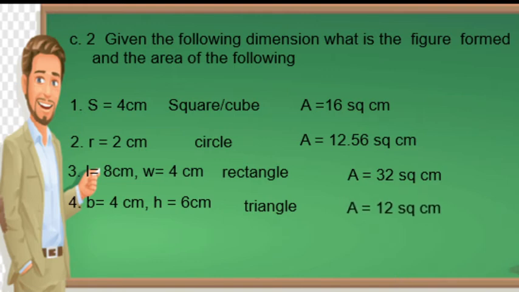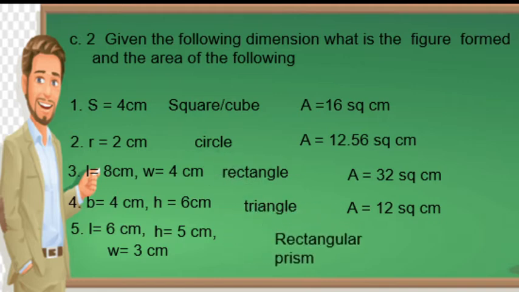12 square centimeters. This one, the length is 6, the height is 5 centimeters, and the width is 3 centimeters. What is the figure formed? Yes, this is a rectangular prism. And the area is equal to 18 square centimeters. Just multiply the length and the width.